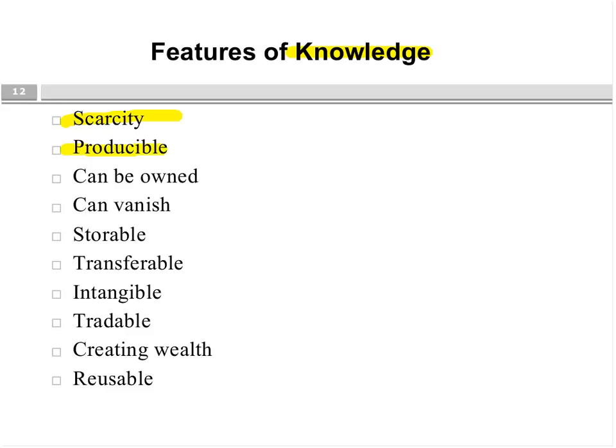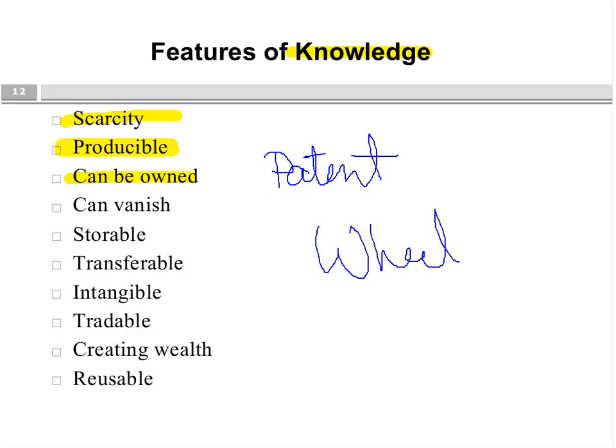If you send your engineers to training, they become experienced, they can produce knowledge. It can be owned. Of course, when you are an engineer and you have a patent for inventing the wheel, why not? You invent the wheel, and then you get a patent for your wheel, and you own the knowledge. So it can be owned. It can vanish. If I steal your patent, then this patent vanishes.